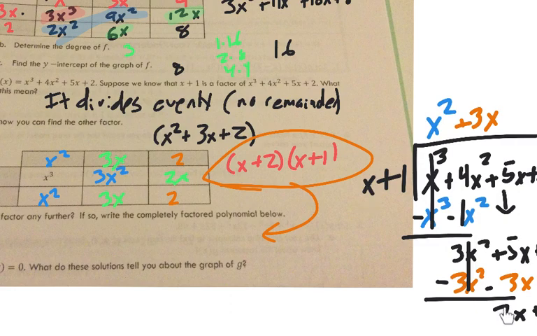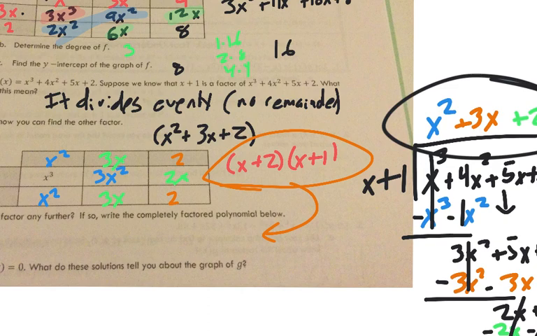Now I have an x. I want it to be 2x. X times what is 2x? That's going to be positive 2. 2 times x is 2x. 2 times 1 is 2. Change the sign, so they become negative. Everything goes to 0. That means it factors evenly. And that's how you can do it in long division.